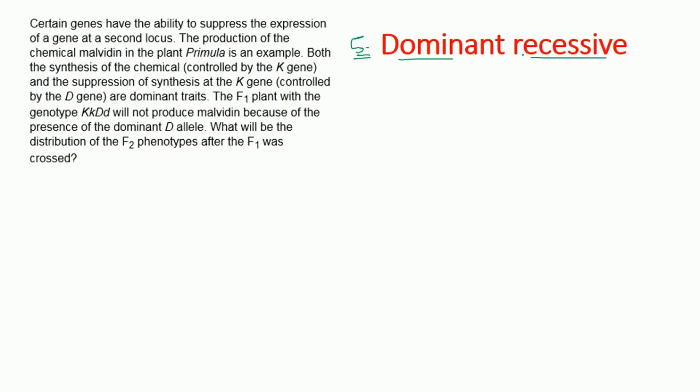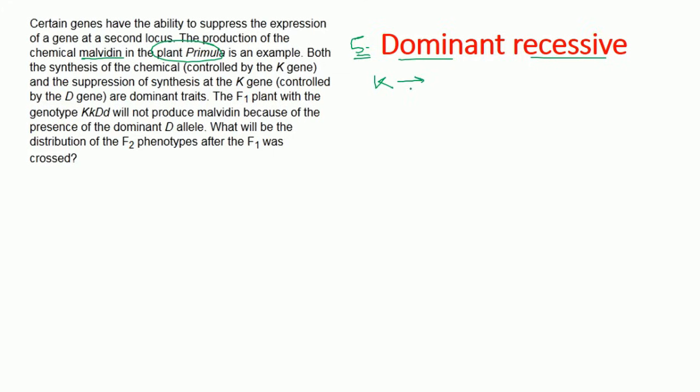The last one of the epistatic events, dominant recessive epistasis. Let's look at this one. In this case, the example is the production of malvidin in the plant Primula. Now in this case, the synthesis of the chemical is controlled by the gene K, capital K.